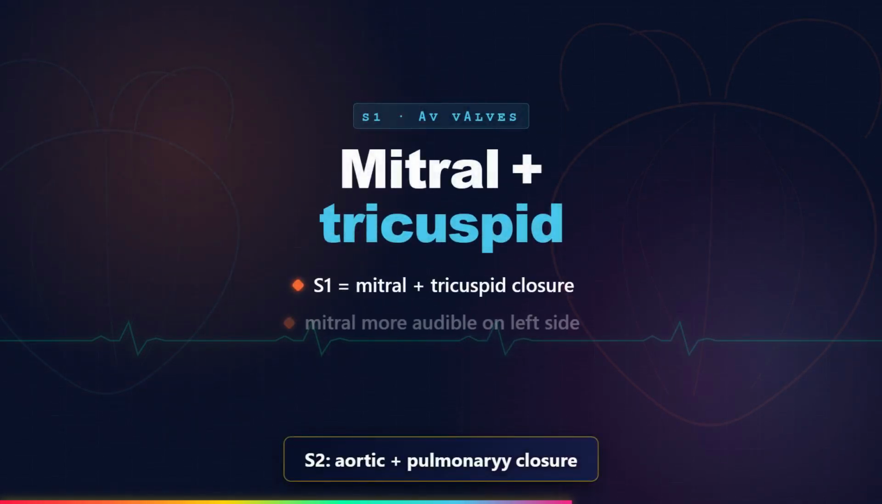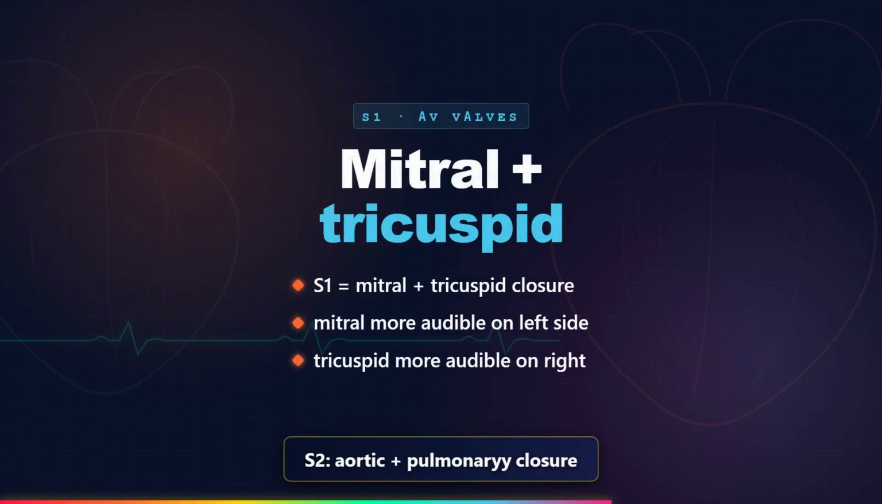S2 is associated with the closure of the semilunar valves, aortic and pulmonary, at the start of diastole. Aortic is easier to hear on the left side. Interestingly, since the right ventricle wraps around the left, the pulmonary valve is also more audible on the left.